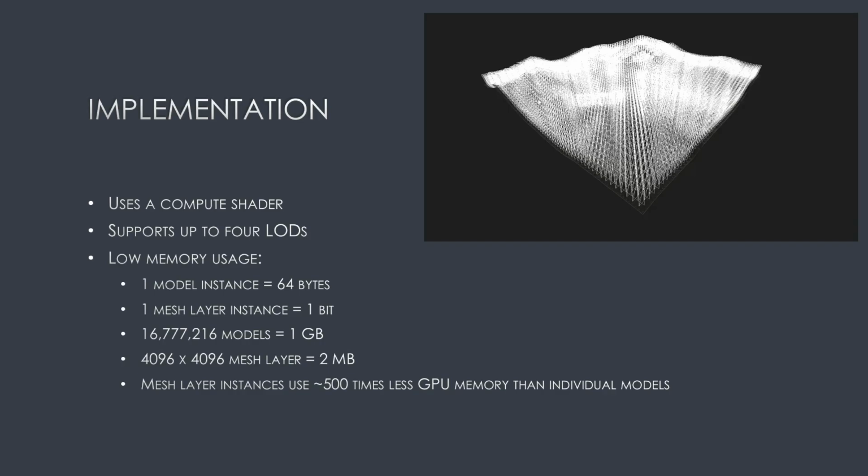So if you have a 4096 by 4096 mesh layer, that's only going to consume 2 megabytes of data. If you tried to do that with individual instances of 3D models, that would be 16 million models, and it would be a gigabyte of video memory. As those numbers get bigger and bigger, it just becomes way too much. Each mesh layer instance uses about 500 times less GPU memory than individual models would.